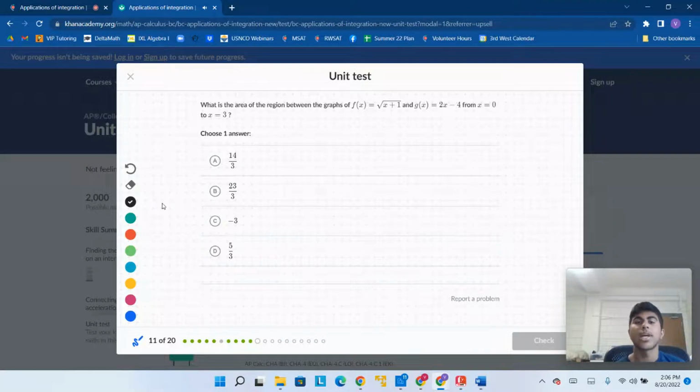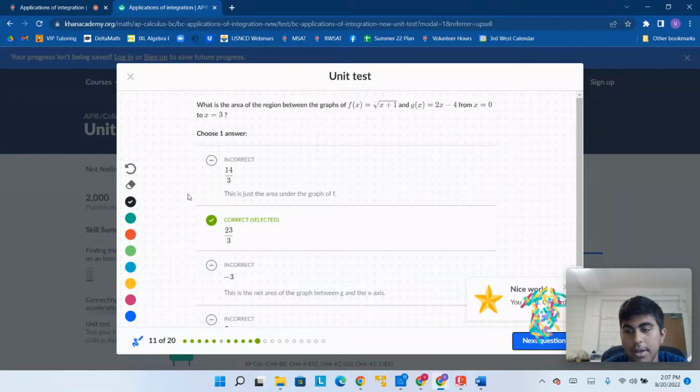What is the area of the region between the graphs of f of x equals square root of x plus 1 and g of x equals 2x minus 4 from x equals 0 to x equals 3? This is called a calculator. You use the calculator. I don't have to write down a single thing. I'm going to have two functions, square root of x plus 1 and 2x minus 4, for y1 and y2. Then I have the integral from 0 to 3 of the absolute value of y1 minus y2, and I get 7.6667, which is 23 over 3, or answer choice B. And we can keep going.